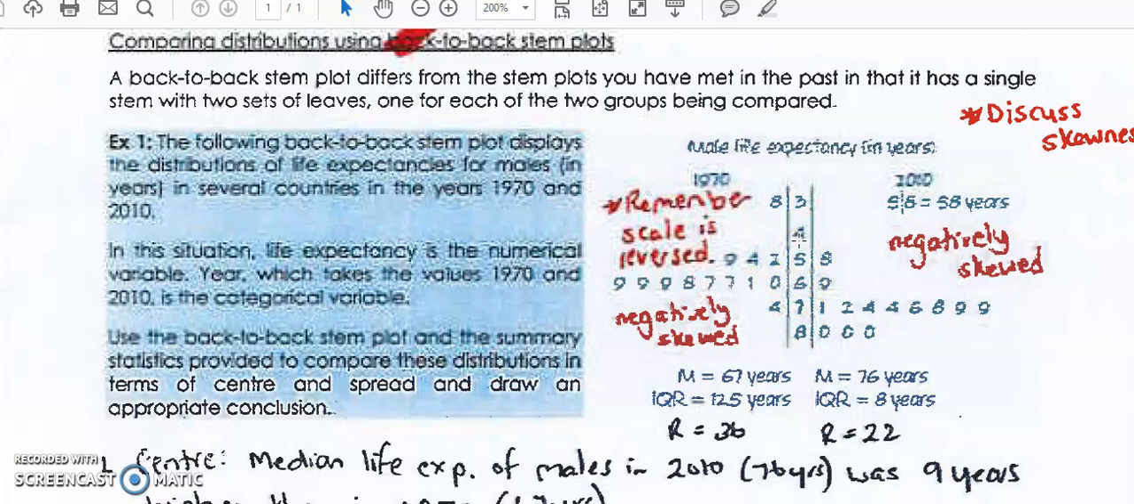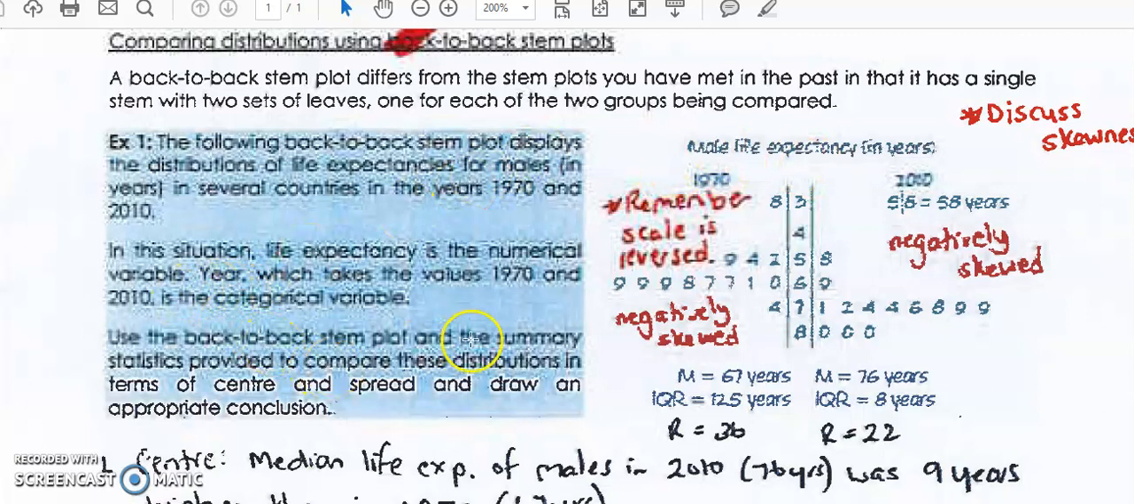how you would go across this: the actual life expectancy, or how old the males will live up to, is considered the numerical variable. And the year, despite the fact that these are numbers, remember they are categories. They represent two different categories. So the actual year in which they lived is the categorical data. Here's the numerical, their age or life expectancy, and the categorical, the year.